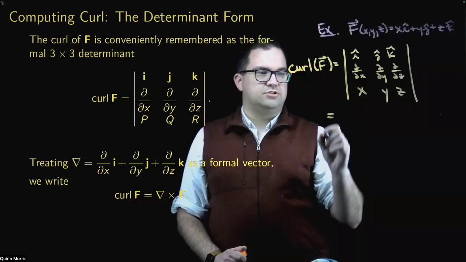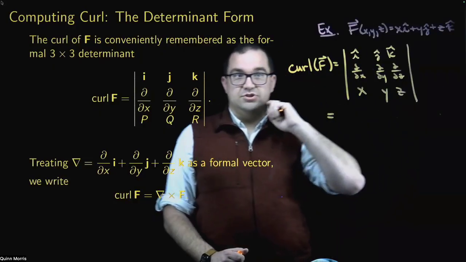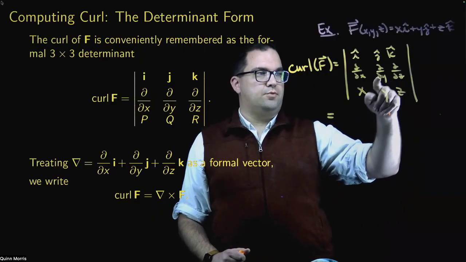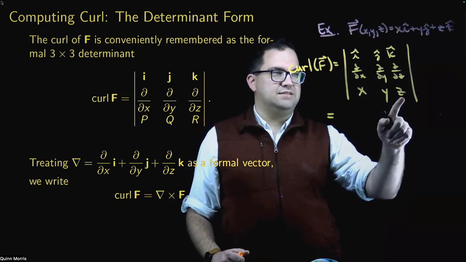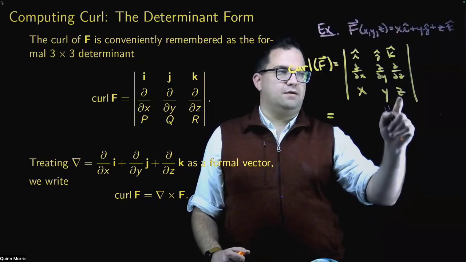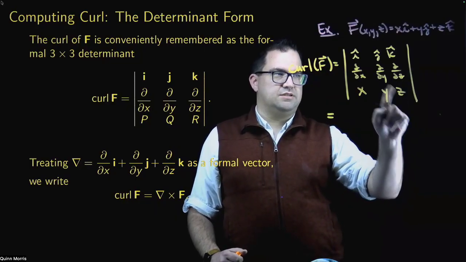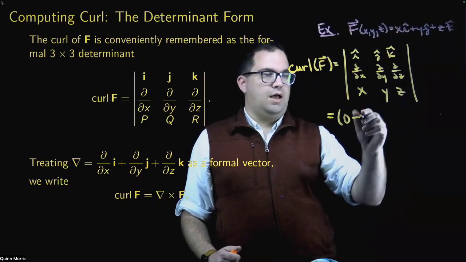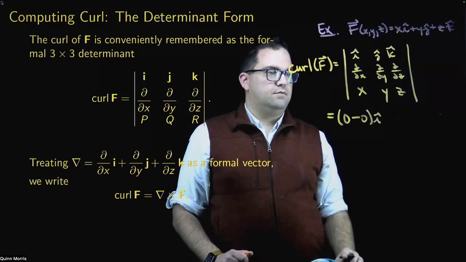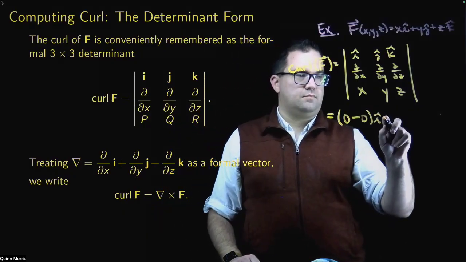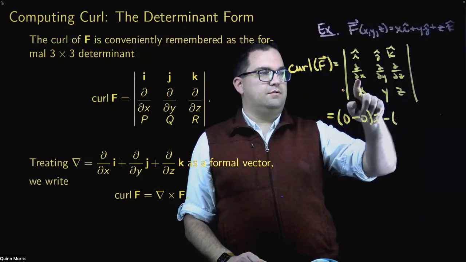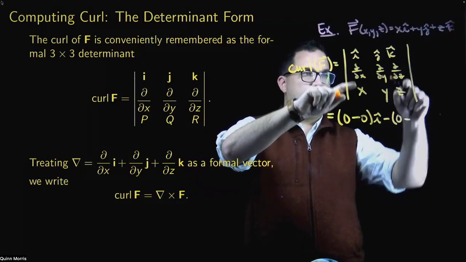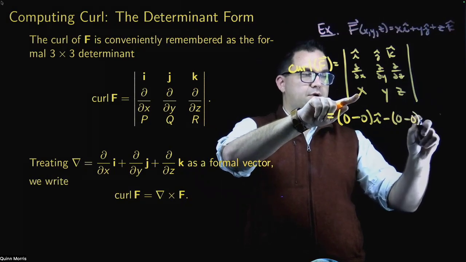And now, if I start writing this out, again I can just do the expansion by minors here. So it's i times this subdeterminant, so that would be d/dy applied to z. What's the partial derivative with respect to y of z? Well, z is constant as far as y is concerned. That's just 0. Minus d/dz applied to y, again, is just 0. Okay, so there's my i component. Minus my j component. So again, marking out this row and column, I get d/dx applied to z, that's 0, minus d/dz applied to x, which is 0.